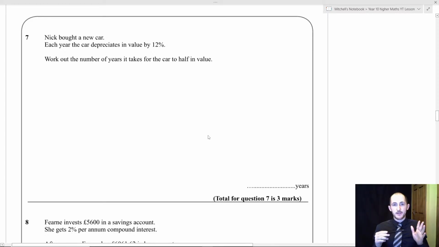Now here, the next 2 questions involve something that's slightly different. Okay? So we have Nick bought a new car. It doesn't tell us the value. Each year, it depreciates by 12%. Work out the number of years it takes for the car to halve in value. Give you a second just to have a look at that.